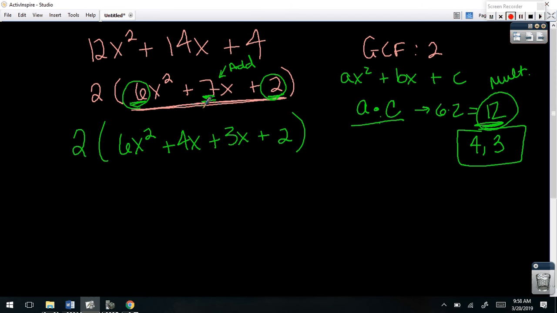So I just split this up this way. Okay, so what is it? Just ignore the 2 right there. It's still part of the problem. I didn't mess with it. I'm just rewriting the middle 2 terms.